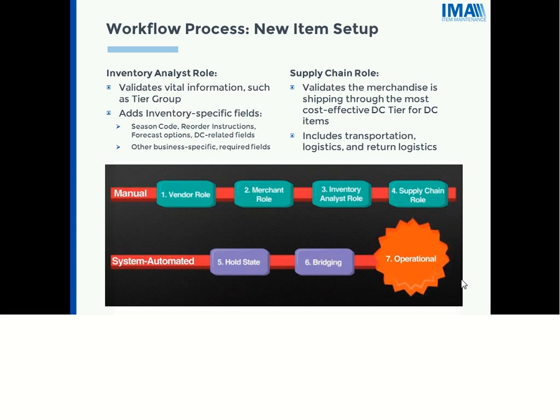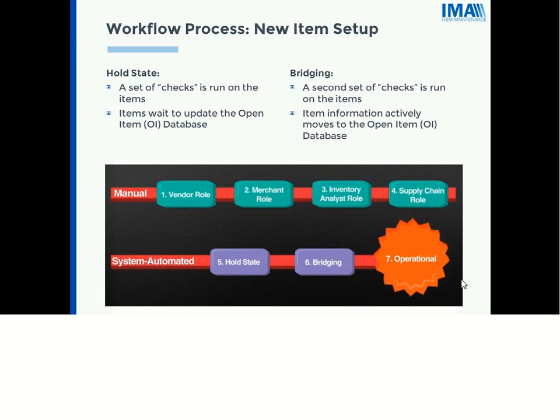From there, it goes to supply chain, and then it goes to strictly system automated fields such as hold state and bridging. So if you're trying to do a quick check on your item and you do a quick search and it shows that it's in hold state, don't immediately reach out to IMA help. Don't immediately reach out to your buyer. Give it some time. It does usually take a few hours to get through hold state and bridging. If it's still in hold state the next day or still in bridging the next day, then at that point you should reach out to IMA help because there's some sort of system error that's holding it up. But otherwise, be patient. Give it a few hours.